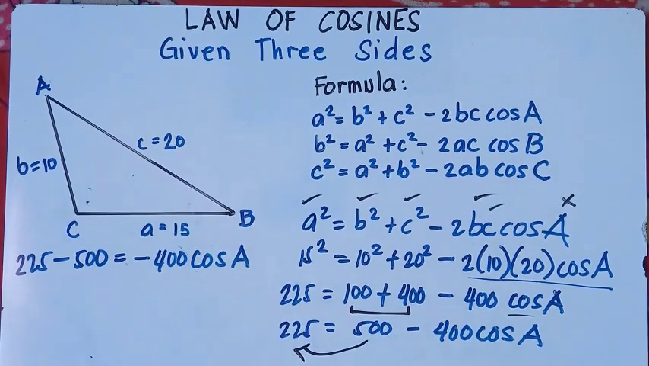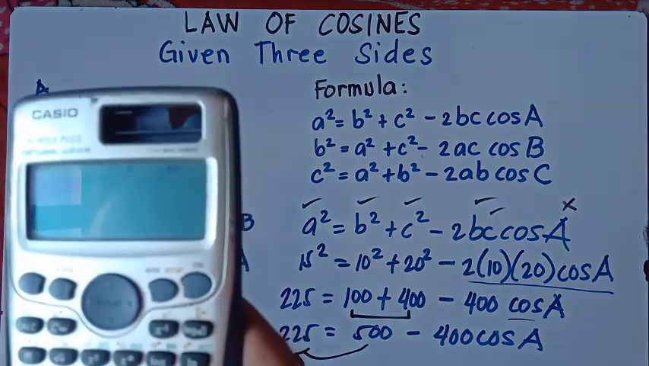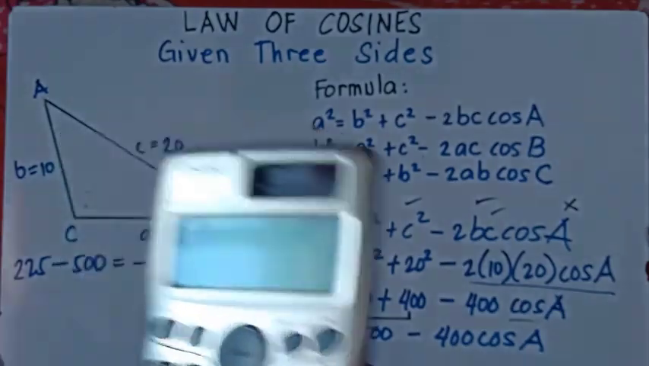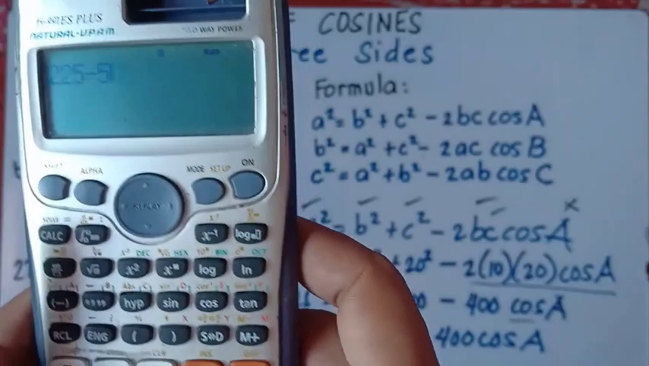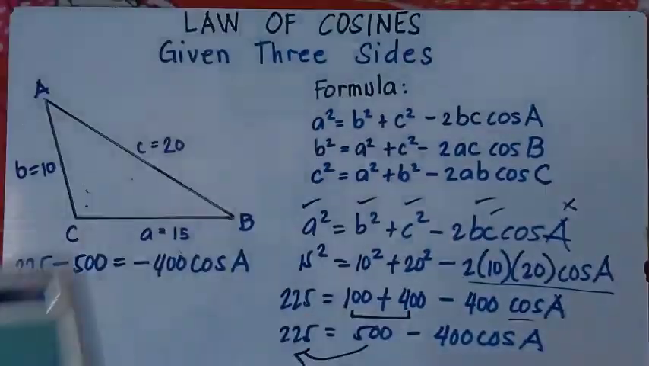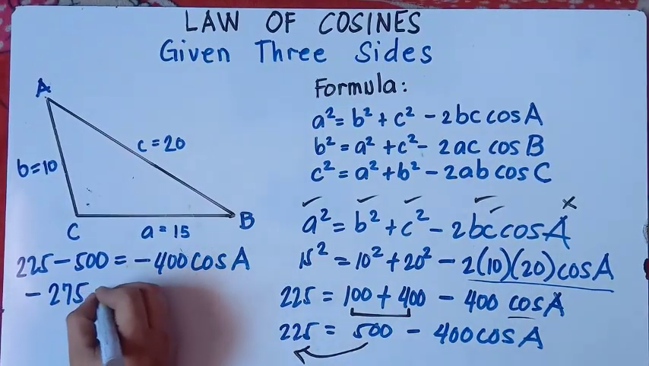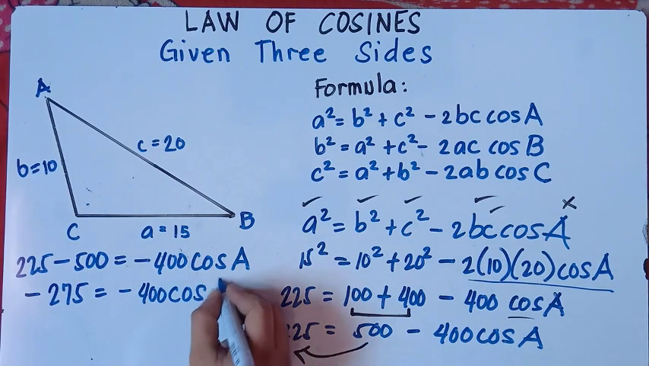Let me use the other calculator. So we have 225 minus 500. So 225 minus 500, you have negative 275. So negative 275 equals negative 400 cos A.